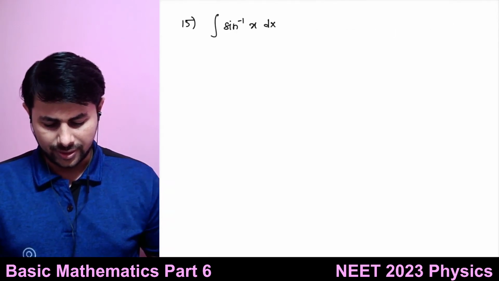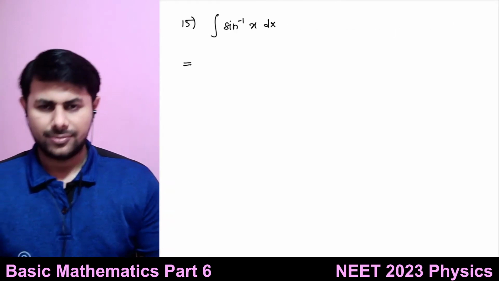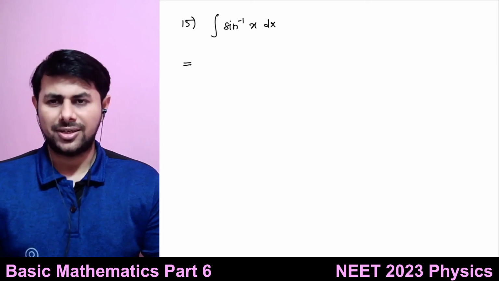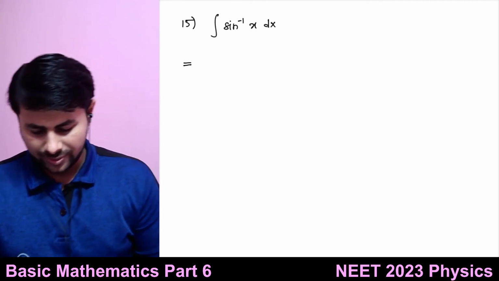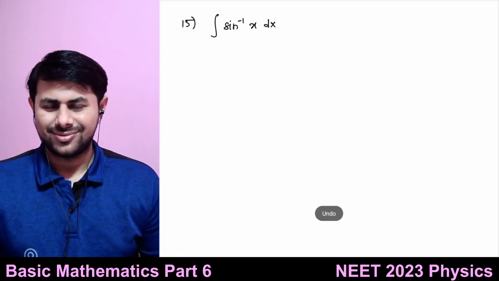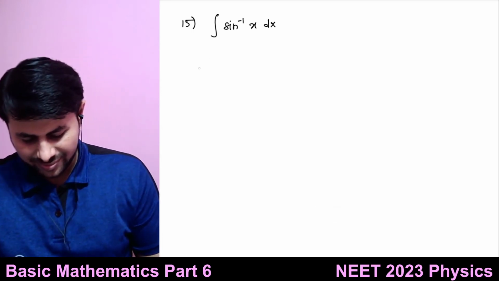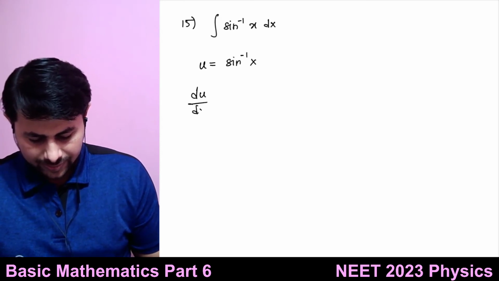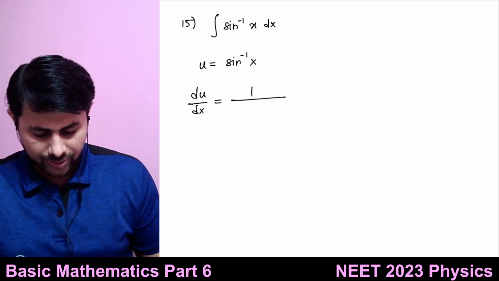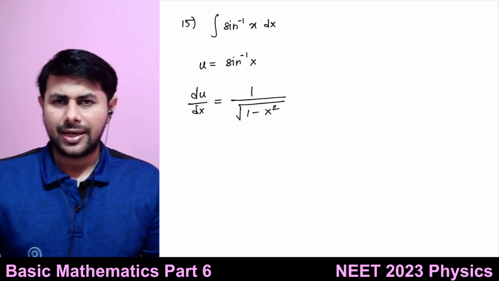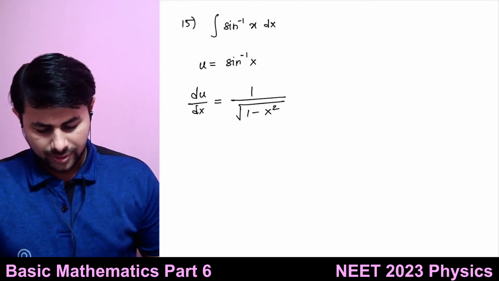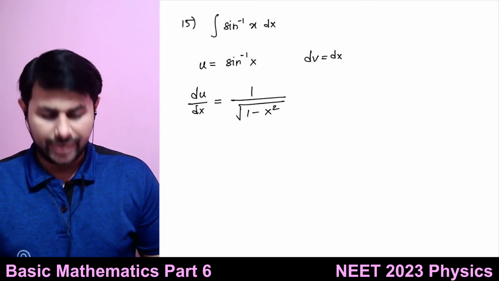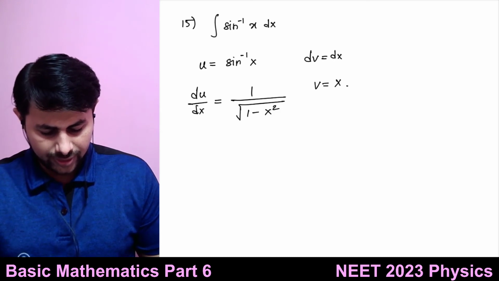Okay, and this one, u is equal to sine inverse x, and dv equals dx. What is du by dx then? 1 upon square root of 1 minus x square. And dv equals dx. That means dv by dx is 1, so v is equal to x.